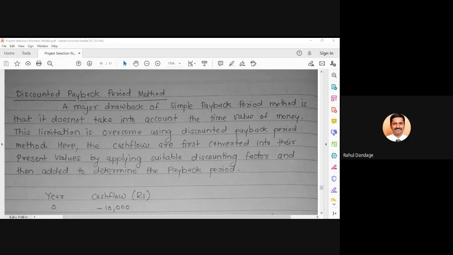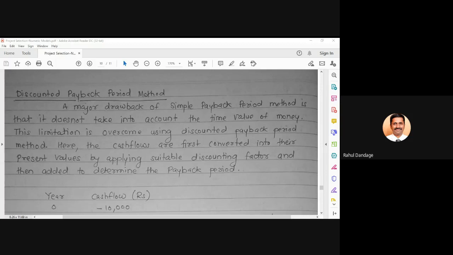Now, in the discounted payback period method, the cash flows which are given are converted into their present values by applying a suitable discounting factor. This discounting factor is based upon the cost of capital or rate of interest which will be given. Then we take into account the present value of all these cash flows, and try to find out the payback period. So this is one step ahead of the simple payback period method.